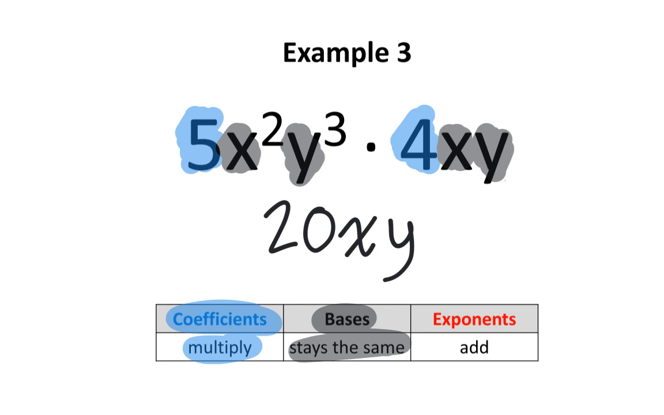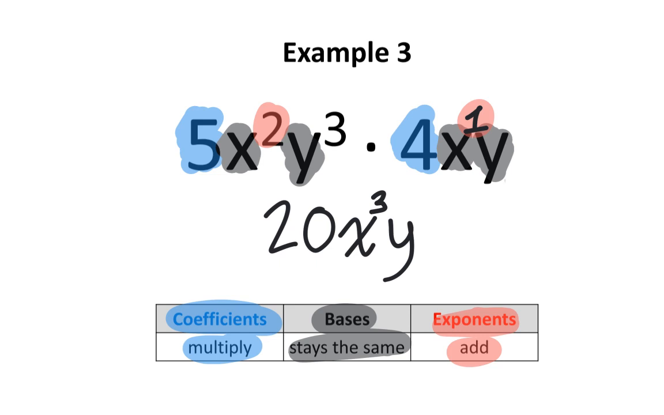And last, we want to take a look at exponents. The exponent for this base of x is 2, while the exponent for the same base of x is nothing. That just means there's a hidden 1. And we want to add exponents. Therefore, 2 plus 1 is going to give you 3. And that 3 goes above the base of x.